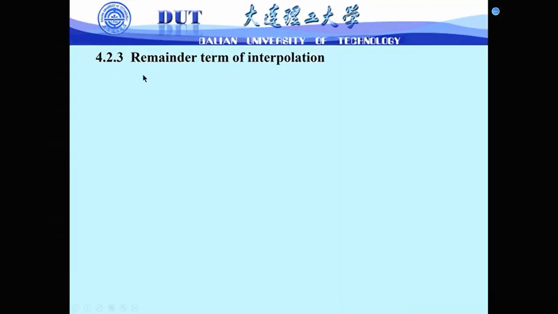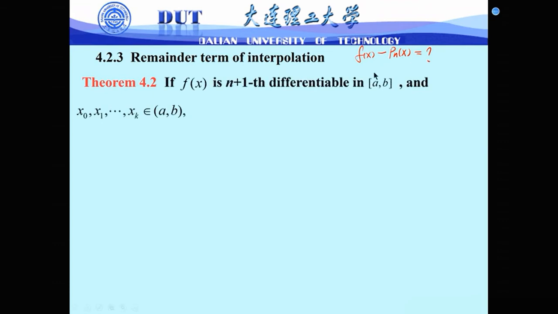Okay, now we come to the remainder term or the error, because we just use Pn(x), a polynomial, to approximate the function by using several discrete points, right? So the question is, what is the error? What is the error or the remainder term? Okay, so in this subsection we focus on the remainder term. Here I show you the result.